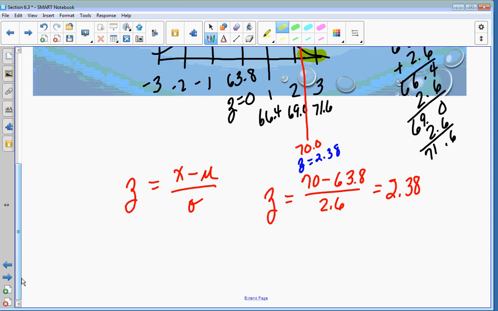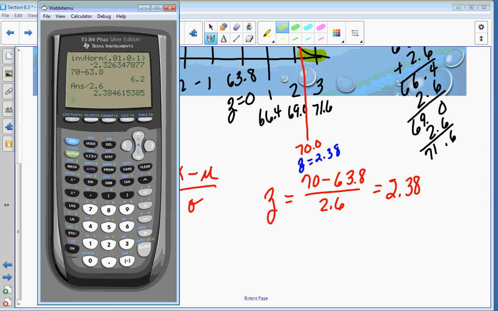Then we're simply going to go to our calculators just like we practiced in the previous section. And we're going to do second distribution. This time I have the z-score. I want the area. So I'm going to cursor down and do normal curve. I'm not coming from the end. Look at your picture. I'm coming from when z is 2.38, and I'm going to where the z gets to be as large as it can.